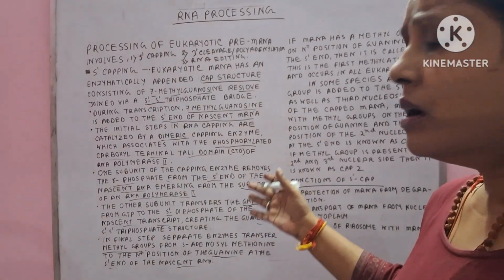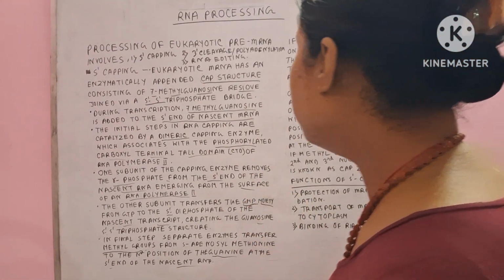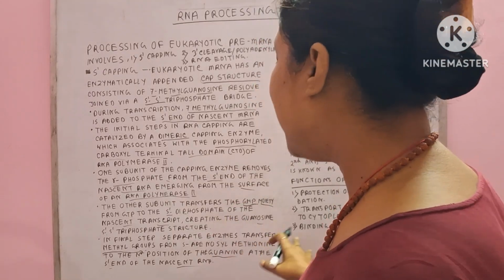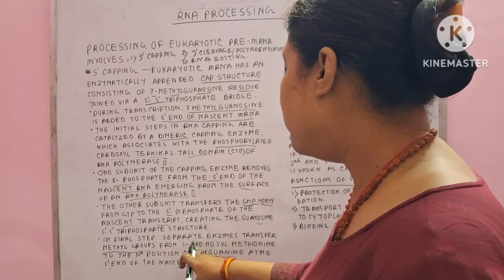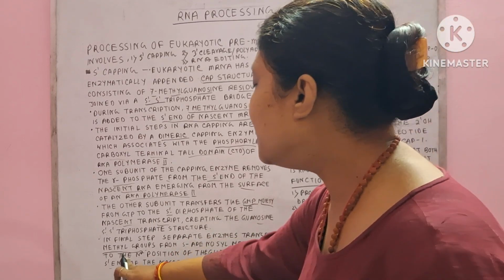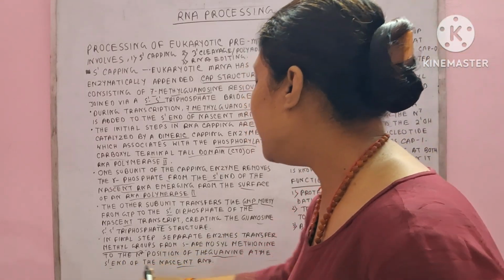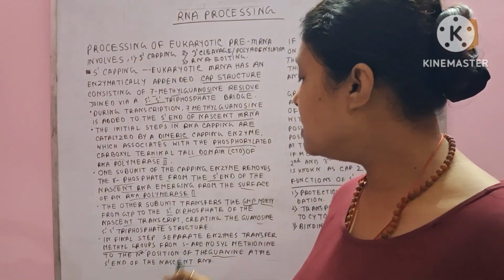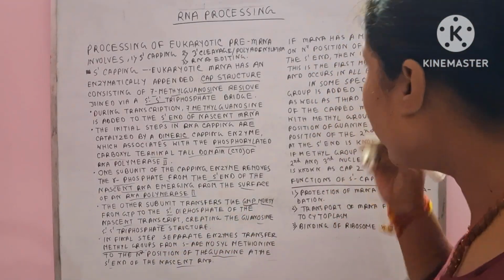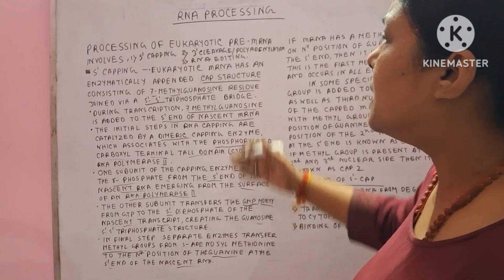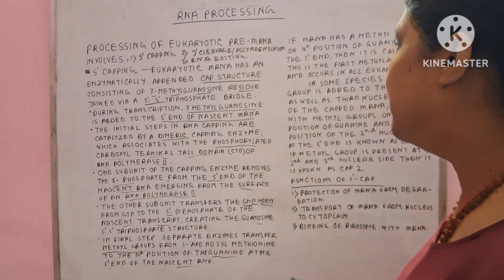So what is the role of this other enzyme? The enzyme's role is that the methyl group is transferred from the S-adenosyl methionine to the N7 position of the guanine at the 5' end of the RNA. Okay, this is the role of the other enzyme, and obviously this is a separate enzyme. Okay, so in that way the capping process, or you can say the 5' capping process, is completed.